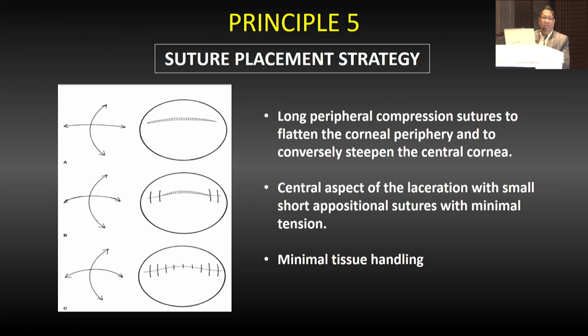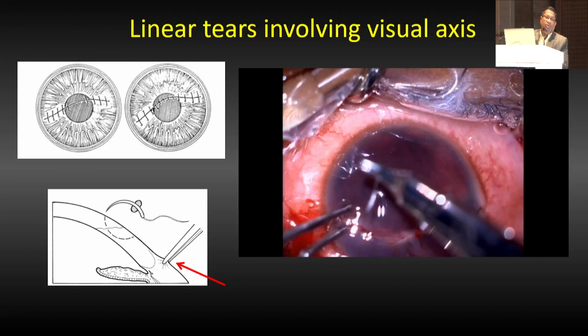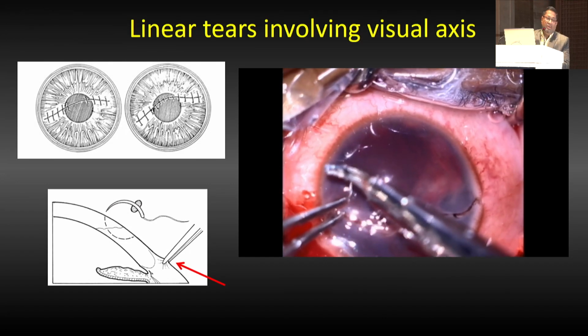Then principle 5 is the suture placement strategy, and ideally the goal is to compress or flatten the periphery with the longer sutures, so that the center sutures, which are in the visual axis, are smaller and just well opposed. We need not tighten them, only minimally oppose. So this is a linear tear involving the visual axis. You can see the video.